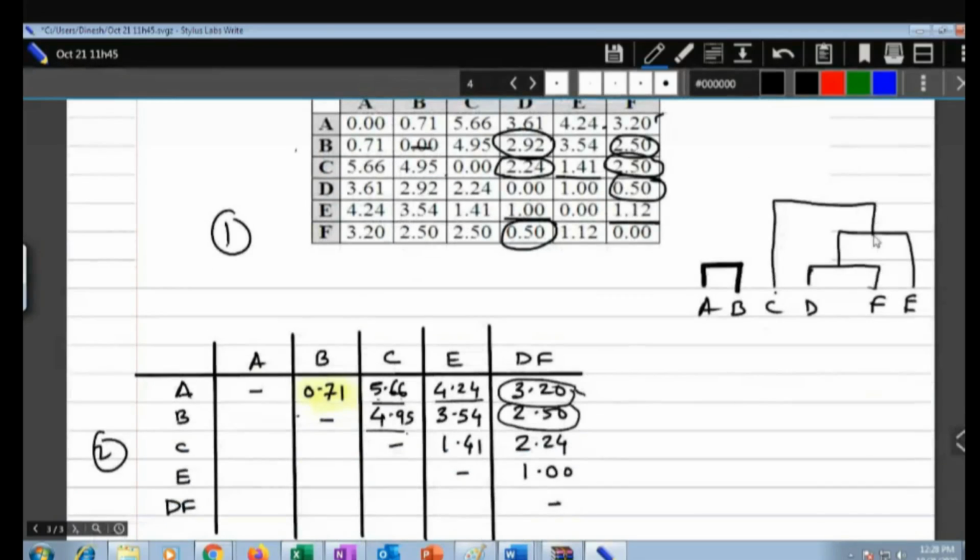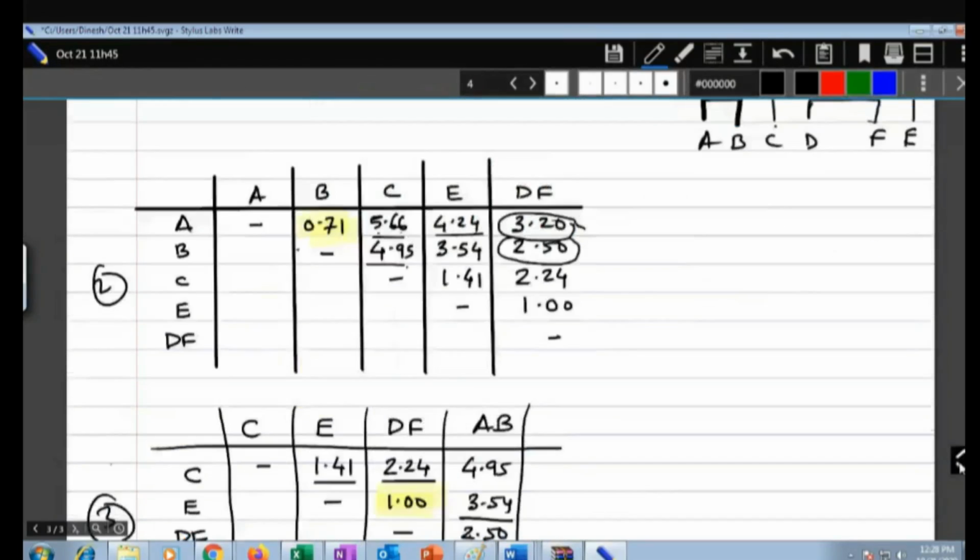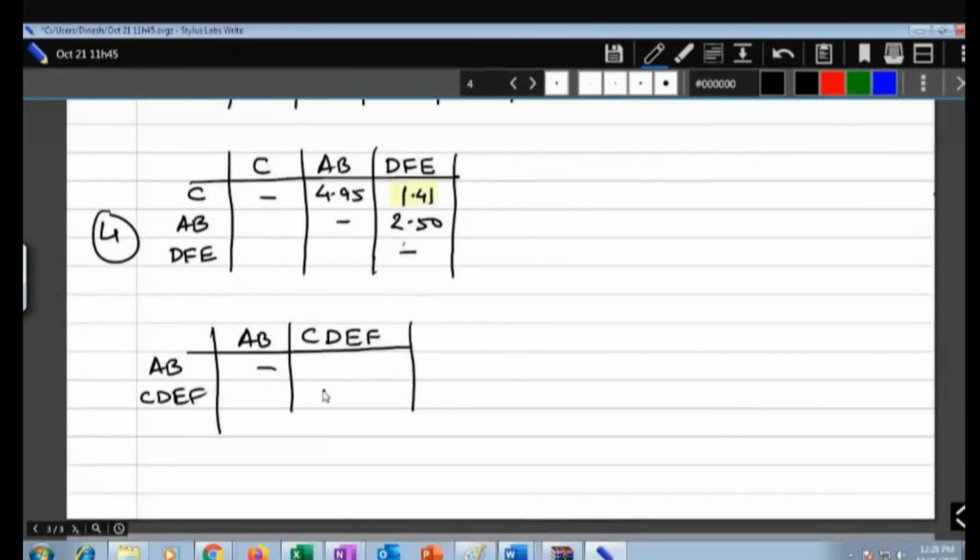Okay. And then your dendrogram will look like, you will have C, D, E, F. Okay. And then what is the distance AB to CDFE? So it is what? 4.95 and 2.50. So it will be 2.50. Or, ultimately CDFE to AB, it's one and the same. So it is 2.50. And then ultimately you will have ABCDFE.